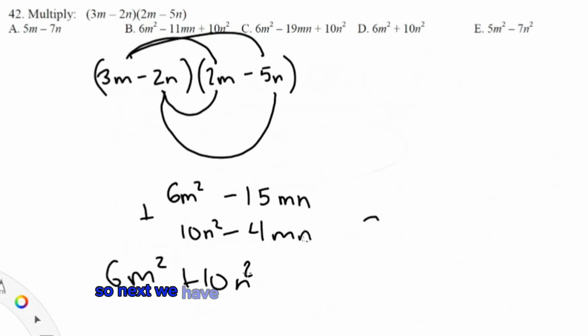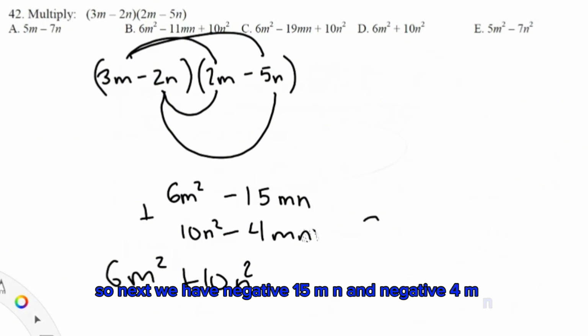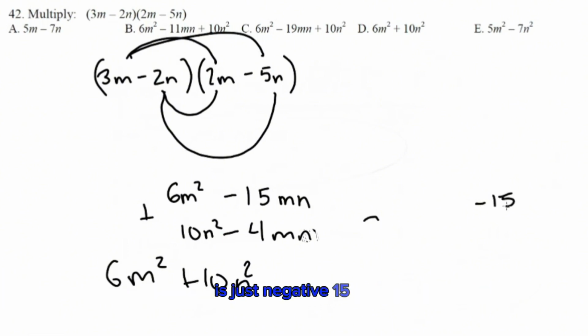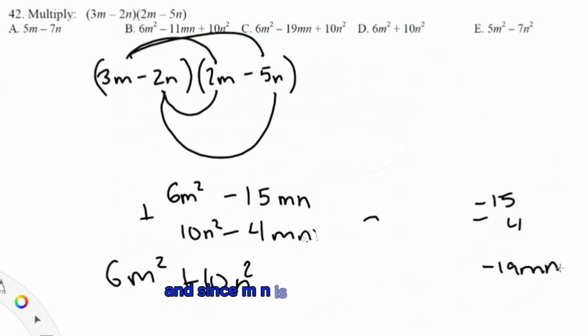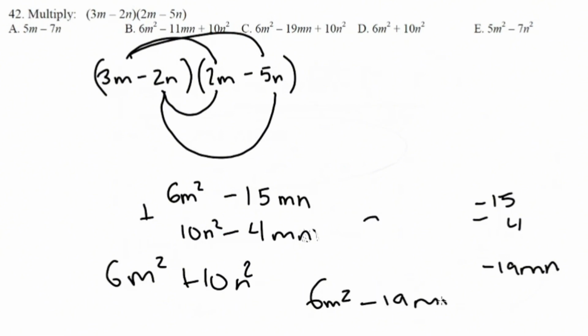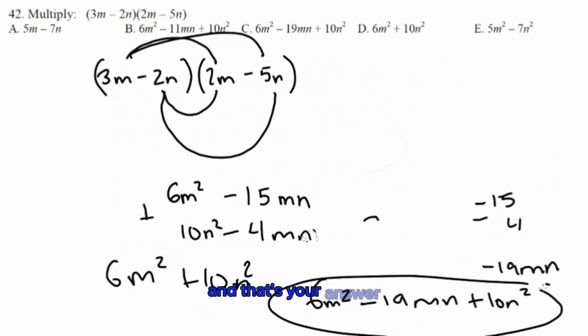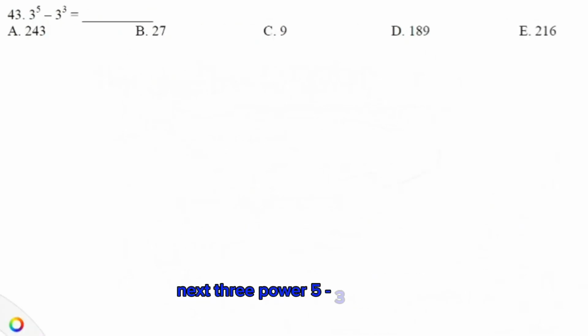So next we have negative 15 mn and negative 4 mn. When adding these two together, it's just negative 15 minus 4, and that's negative 19. So negative 19 mn. And since mn is between m and n, we write it in the middle. So we finally get 6m squared minus 19 mn plus 10n squared. And that's your answer.